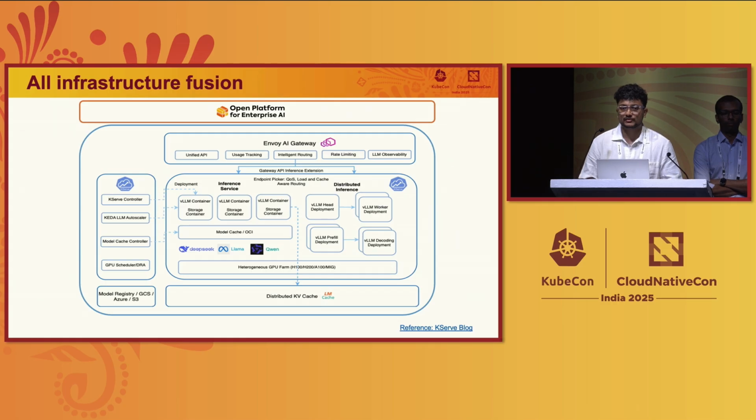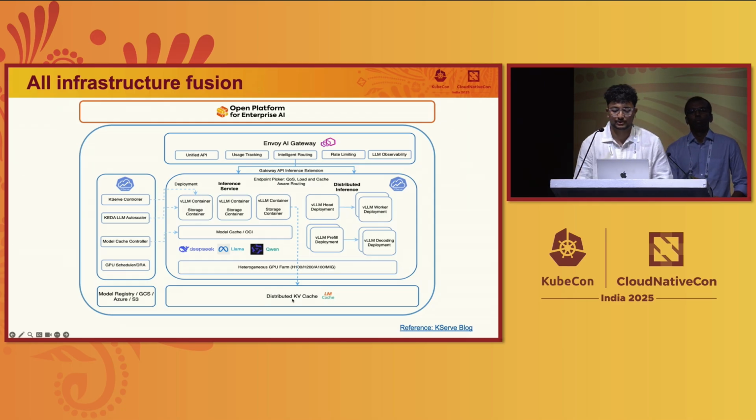KServe also comes with a model registry. You can have your model stored in S3, it can be in any other registry, and you can plug it in as is into the CRD. And last, the KV cache layer, which I already spoke about. So here, the offloading happens if the vLLM container feels that, OK, this particular generated KV cache, I don't need it right now for the current request. I'll offload it to the distributed KV cache layer, which is supported by LMCache here.